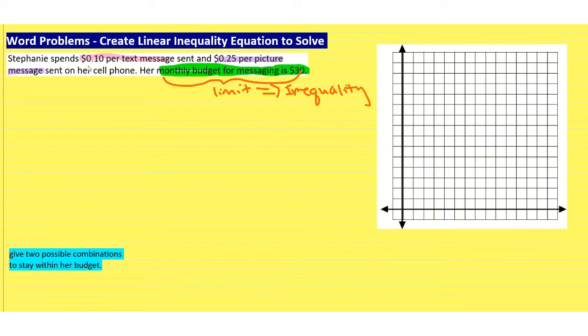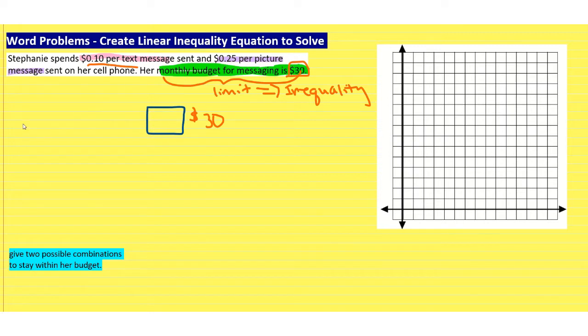They have given us information about the cost of the text message, and that limit is also in terms of money. So we're going to have a limit of the $30. So we're going to put the $30 over here. And right here, we will put kind of a blank space. That's where we're going to put our inequality.